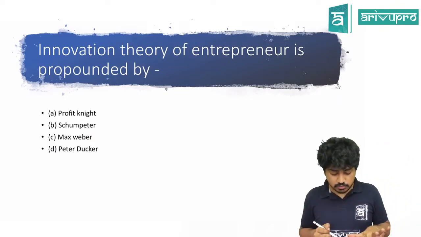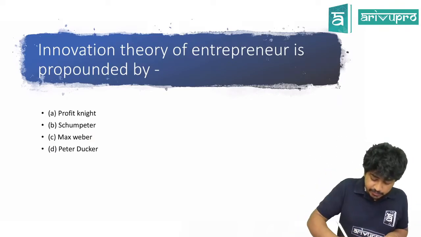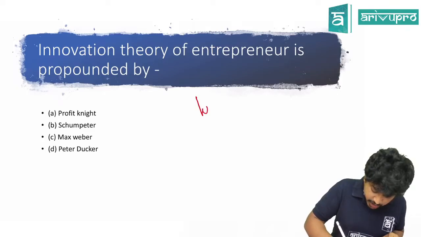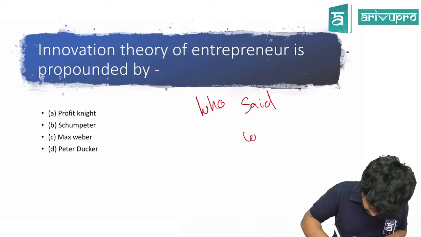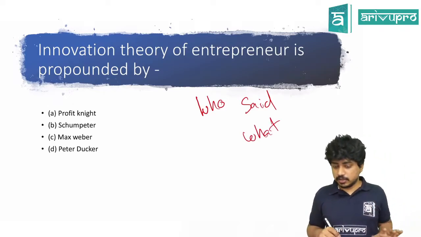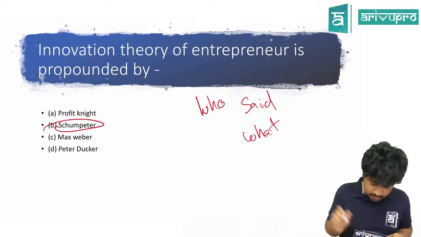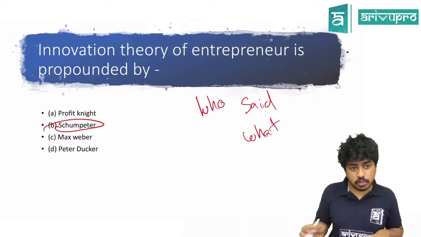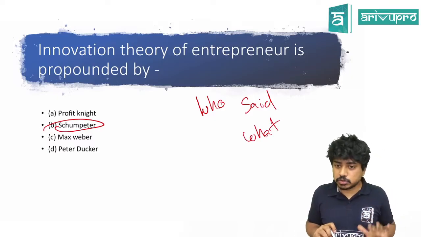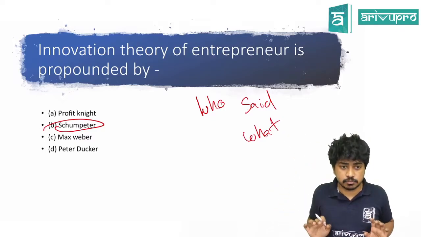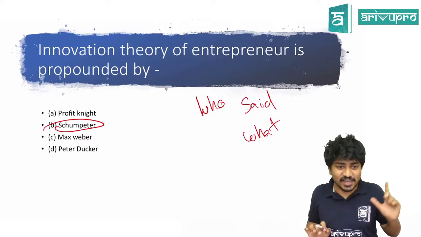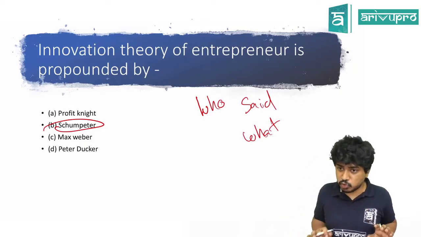Innovation theory. I'll give you a list called "who said what." Some people would have said certain theories. For example, Schumpeter said the innovation theory of an entrepreneur; it was propounded by him. So I'll give you a list of who said what, and before the exam, read that. That is more than enough.